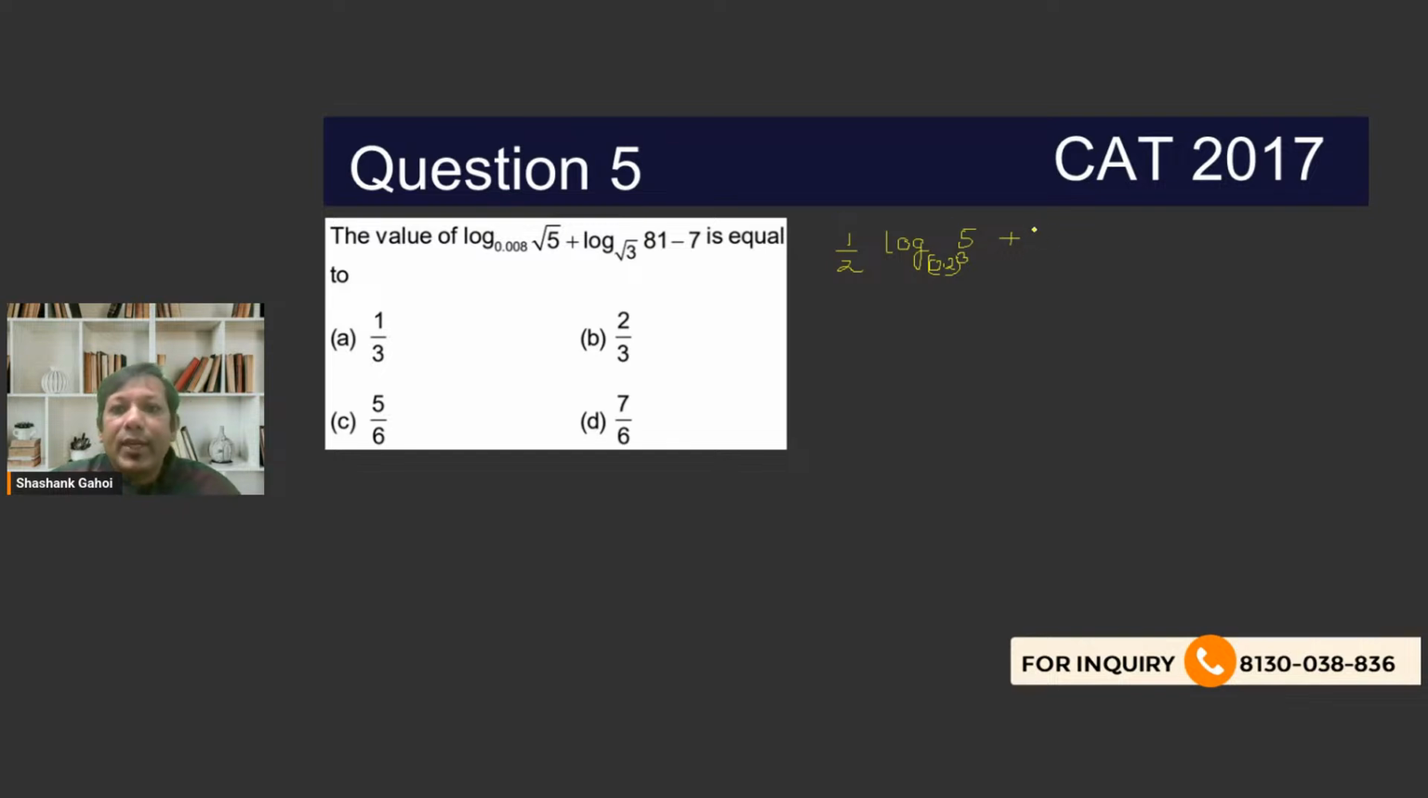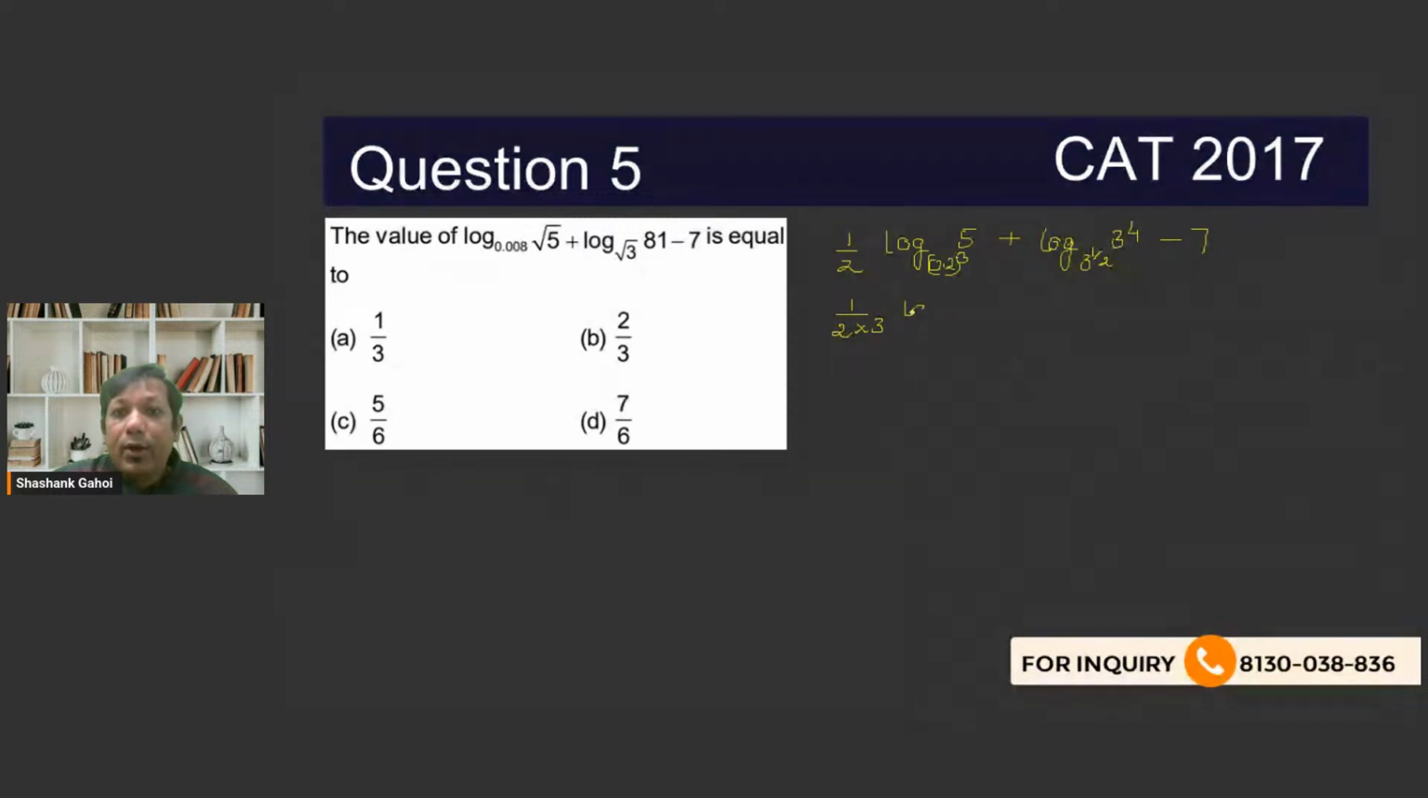Okay, then I'm going to write log 81. I'm going to take it as 3 power 4, and log base root 3. Root 3 means 3 power 1 by 2, minus 7. So basically this is my question. Now this is the power in the denominator, so this goes to the denominator.